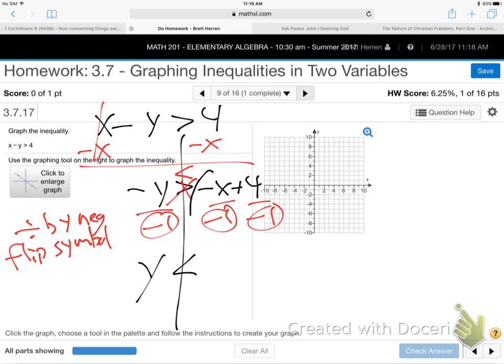So right here we have two negatives, don't we? Two negatives is positive, and then positive over negative is negative. Everybody good with that?